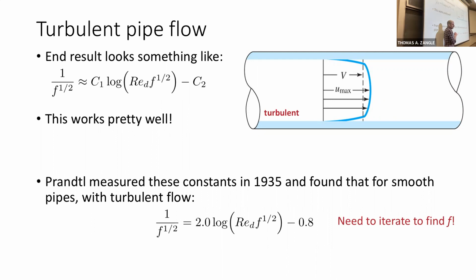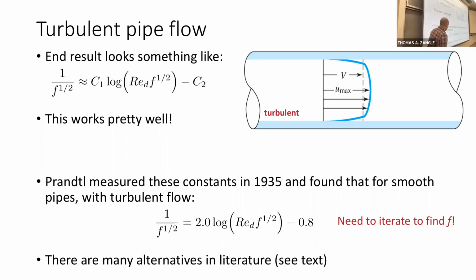But still, this is another guess and check kind of situation. And this is going to be a common feature of our turbulent pipe flow relations. There are many alternatives. Since 1935, many others have tried and come up with other solutions to this friction factor equation. There are many alternatives in the literature, some of which are described within your text. This is sort of the canonical one that we're going to be basing our analysis on.